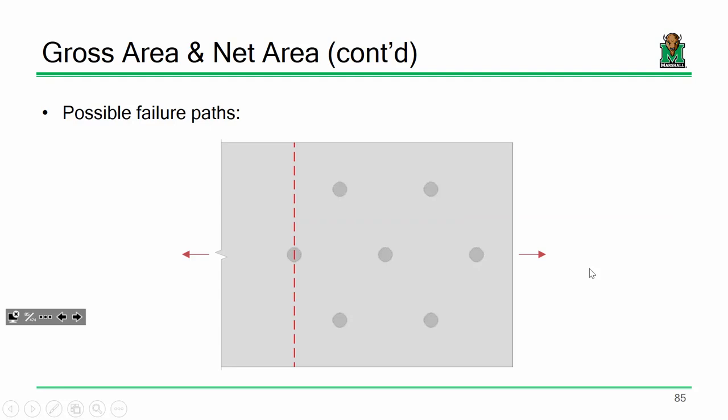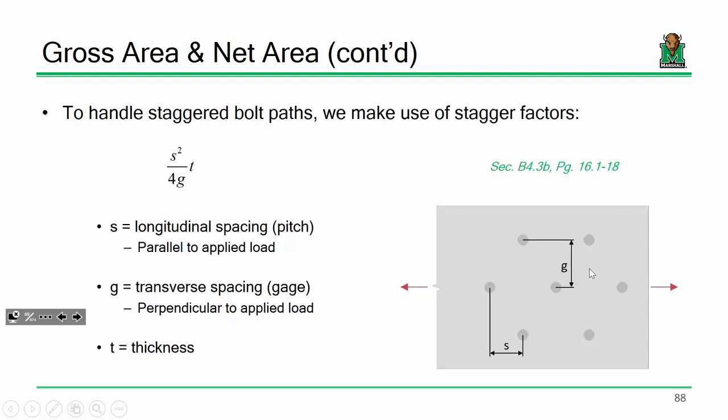Now, the thing that sucks about net area calcs for staggered paths is you really just have to assess all of them. So we have a potential failure path here, here's a potential failure path, and here's another one. For each potential failure path, we have a different number of bolts that we need to subtract, and we have a different number of stagger factors that we need to add as well.